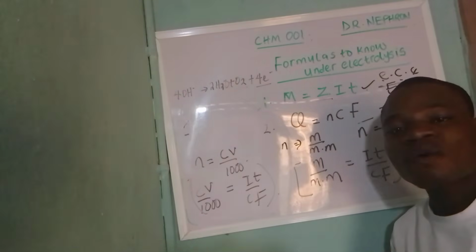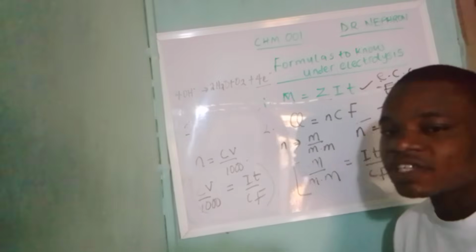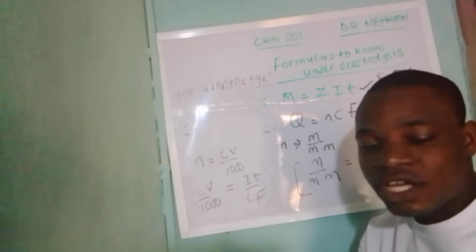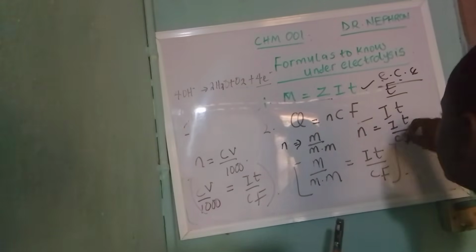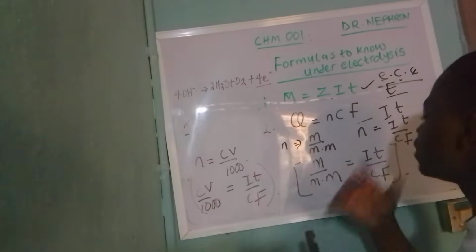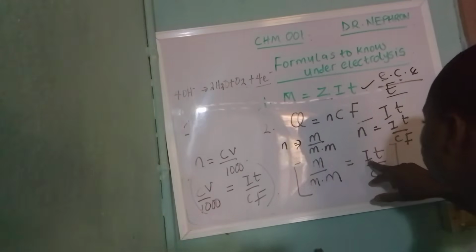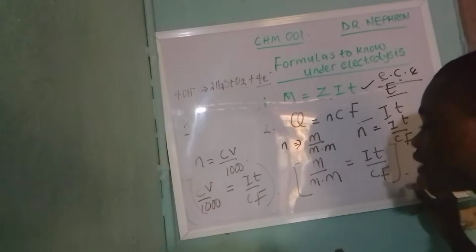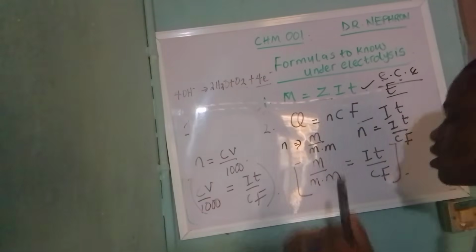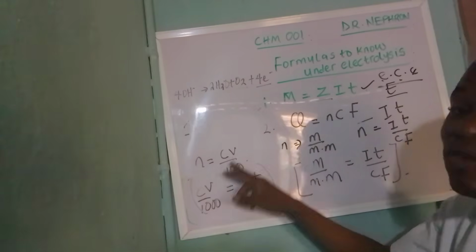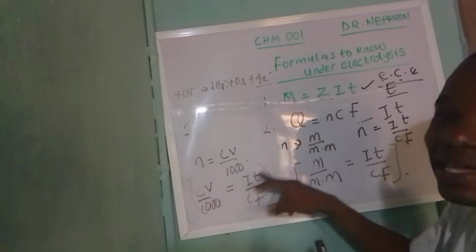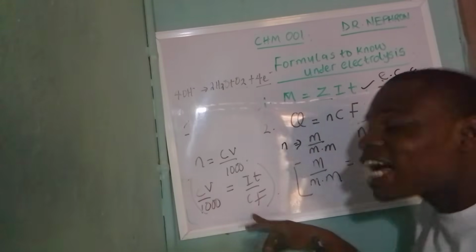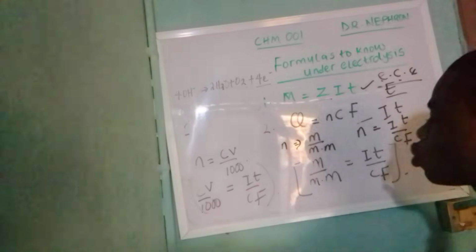So you have to know the formula for the number of moles, and if you know them, we will be substituting into the formula n equal to IT over CF. So I've already told you that it can be mass over molar mass equal to current times time over CF. But if it's given as concentration times volume over 1000, it should be CV over 1000 equal to current times time over the charge of the element multiplied by the Faraday constant.